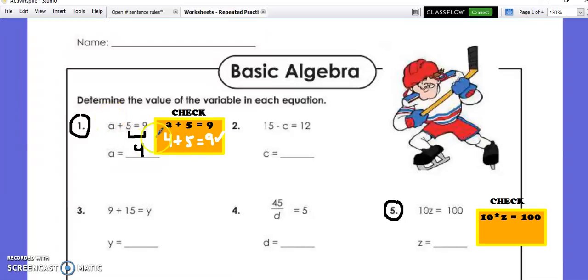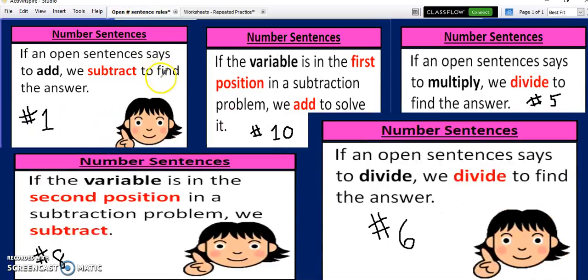You can show me that not only do you understand the basic algebra rule here to do the opposite of addition to solve for an open number sentence for addition, but then to check it by plugging everything back in for every single one of these, then I'll know you get the concepts of algebra. That's number 1 for open number sentences that tell us we need to add.